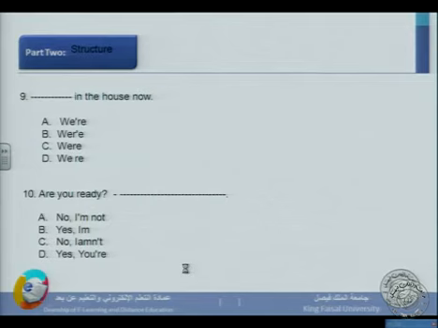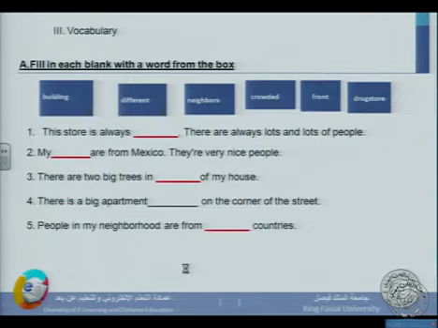هذه مراجعة للأشياء اللي أخذناها في المحاضرة اللي فاتت. اللي verb to be والcontraction وغيرها. في بعض الكلمات هون fill in the blank fill in each blank with a word from the box. وبدي إياكم تحفظوا هذه الكلمات لأنها ممكن تيجي في الامتحان. This store is always crowded. Crowded معناها ضاج في الناس. There are always a lot and lots of people. My are from Mexico. My neighbors.